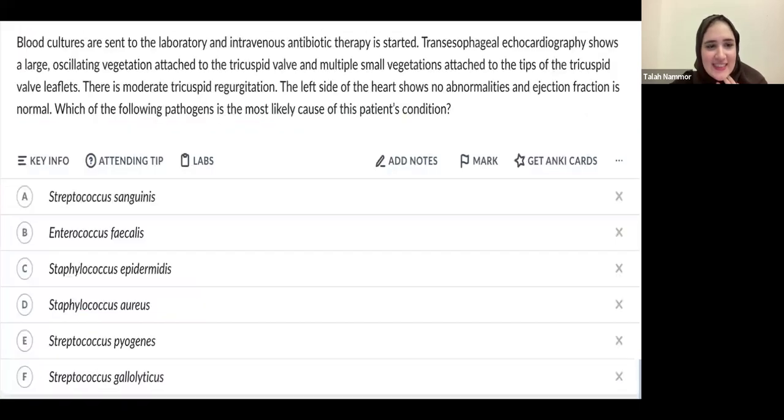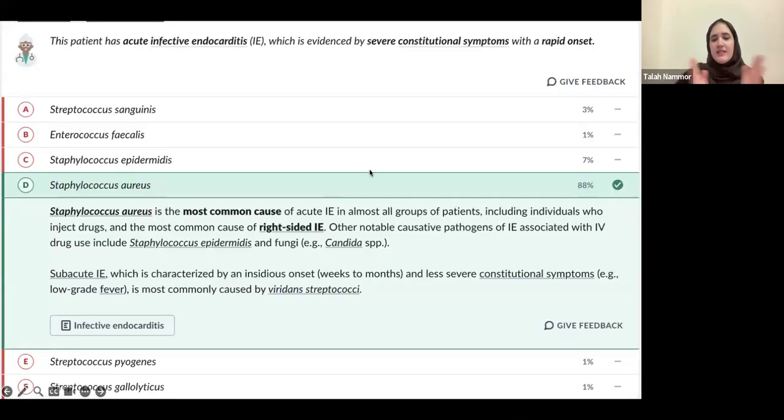Next. Blood cultures are sent to the laboratory and an IV is started, okay? The echocardiography shows a large oscillating vegetation attached to the tricuspid valve and multiple small vegetations attached to the tips of the tricuspid valve leaflets. There is moderate tricuspid regurgitation and there are no other abnormalities. Ejection fraction is normal. Everyone's saying D. And you guys are right, because right-sided infective endocarditis is usually the most common in IV drug abusers, and it's usually due to Staphylococcus aureus.